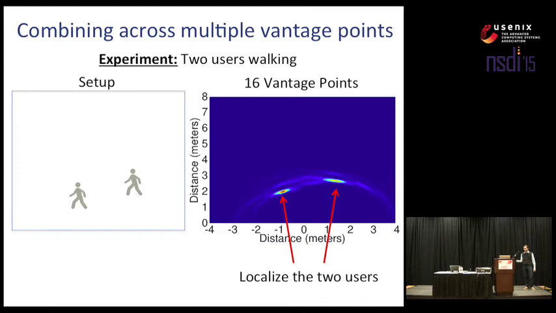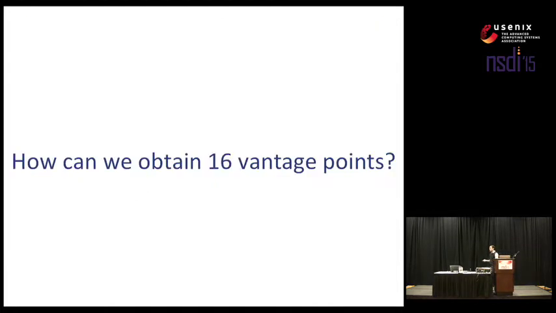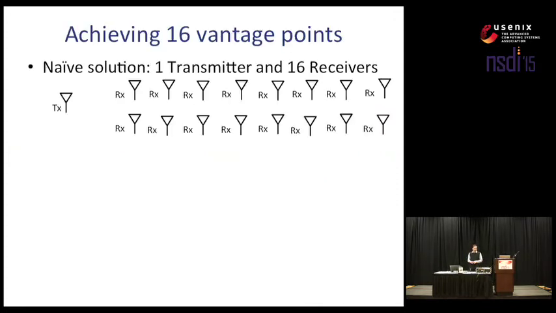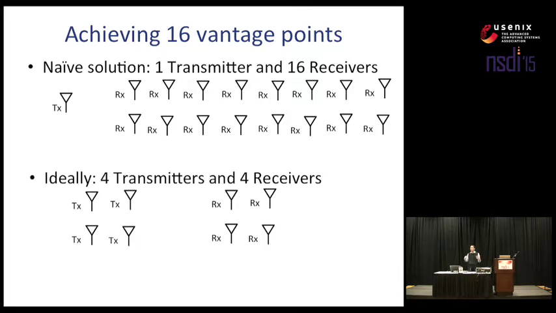So are we done? Well, not yet, because we still need a mechanism to find 16 different vantage points. Of course, the naive way to do that is to add one transmitter and 16 different receivers. But that would be expensive and complex. Ideally, what we want to have is 4 transmitters, 4 receivers, and have all the combinations of transmit-receive pairs, which would give us the same number of vantage points.